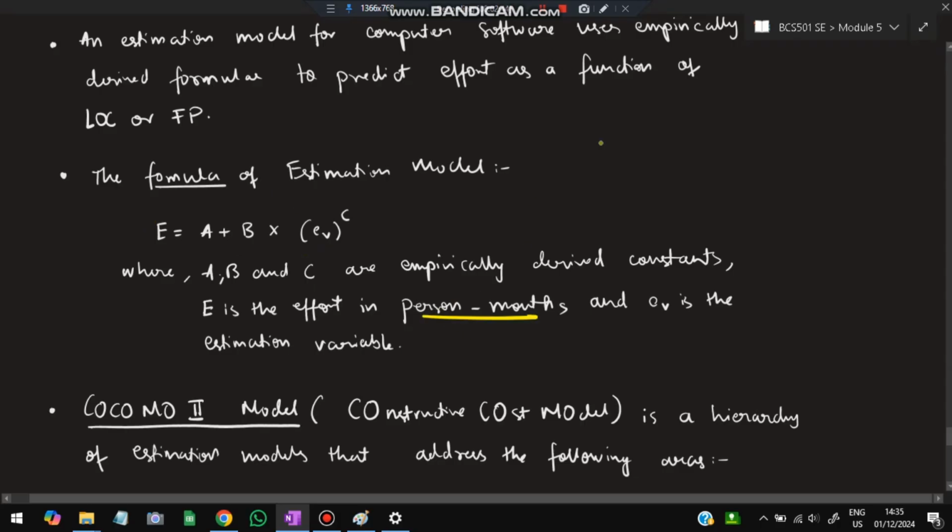PM means person month. The previous one I said, you know it, LOC by PM. PM means person month. FP by PM also. We'll calculate the LOC by PM and FP by PM.